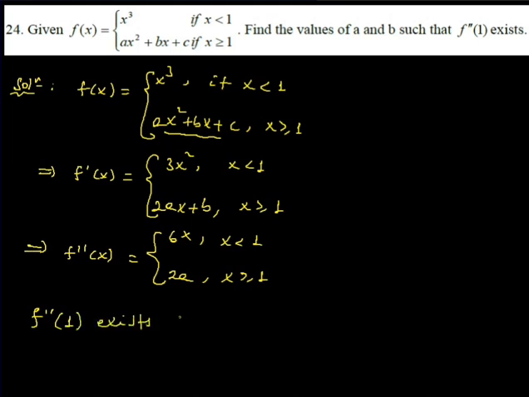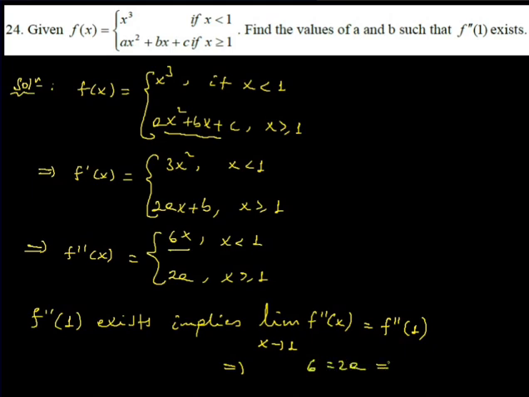The second derivative at 1 exists implies the limit of the second derivative at x as x approaches to 1 must be the same as the second derivative at 1. Okay, so this means we substitute 1, so 6 is equals to 2a. This implies a becomes 3. So there is no restriction for b and c. B and c can be any real number, but a is 3, the rest are real numbers.